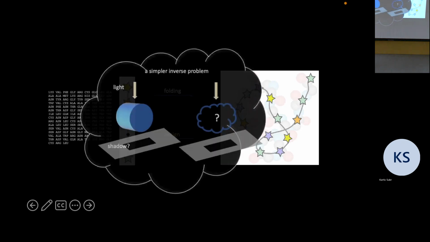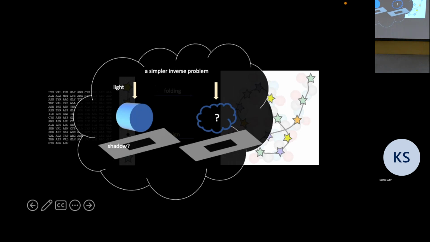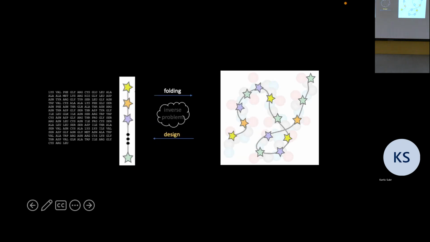For those of you who don't know about inverse problems, you have light and a shadow here. These two shadows look the same, and it's not clear what the object could be, because a different object could cast the same shadow. So the inverse problem is generally ill-posed. Here we have some shape and we want to get the sequence, and there will be multiple sequences that give you the same shape. That's a pretty hard problem to solve. You can't do this by brute force, even with AlphaFold, because if you have a protein of length 200 and 20 amino acids, your search space is 20 to the 200.